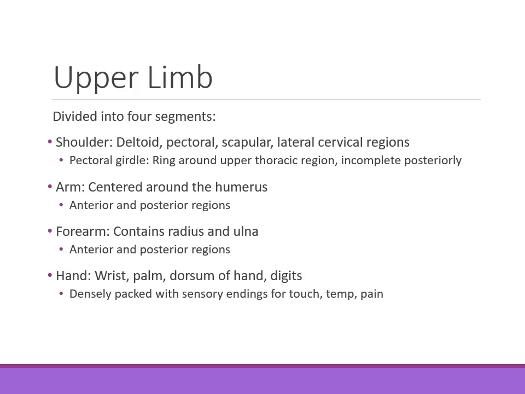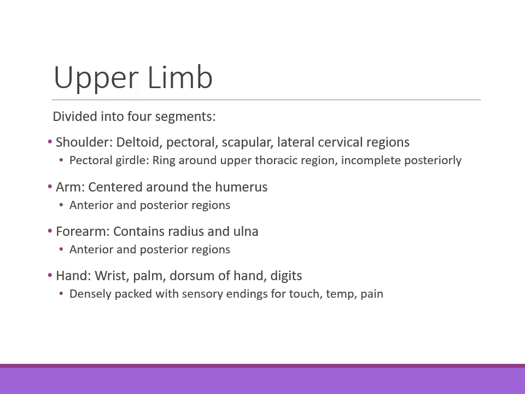The pectoral girdle forms the 2 shoulder sockets on the sides where the arms or upper limbs connect to the thorax. Moving down or distal from the shoulder is the arm. The arm is the area between the shoulder and the elbow. It's an area that's centered around the humerus, and it's divided into anterior and posterior regions.